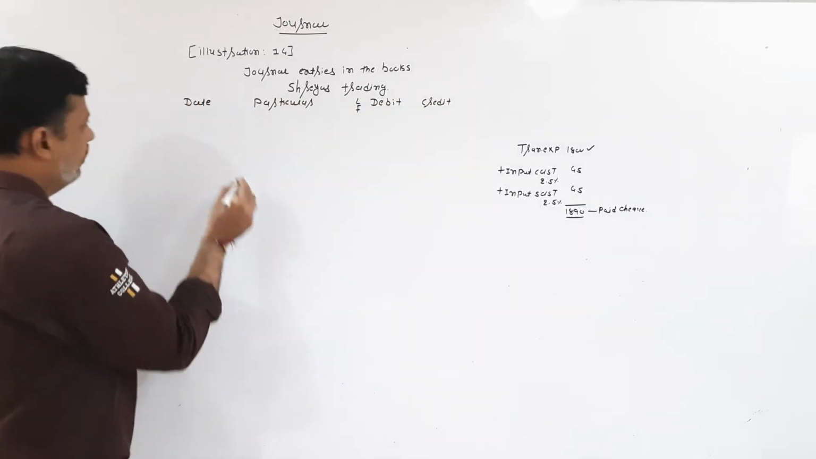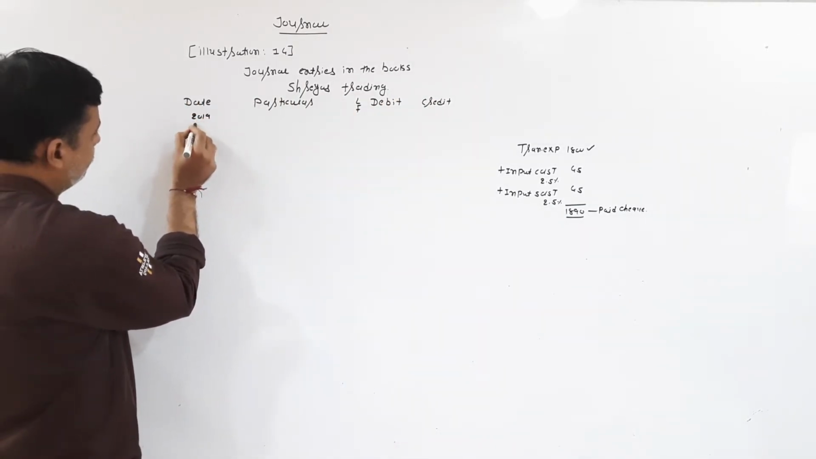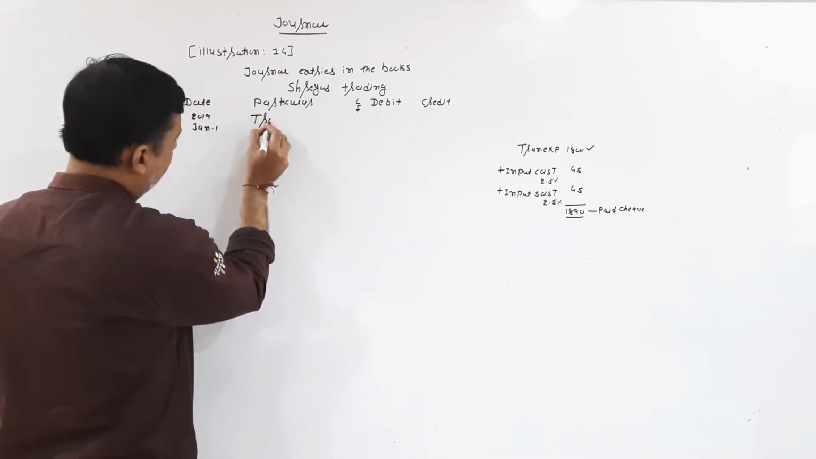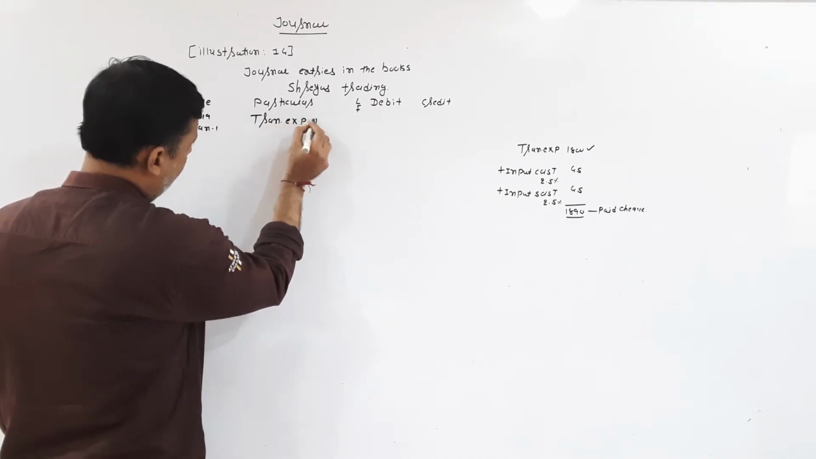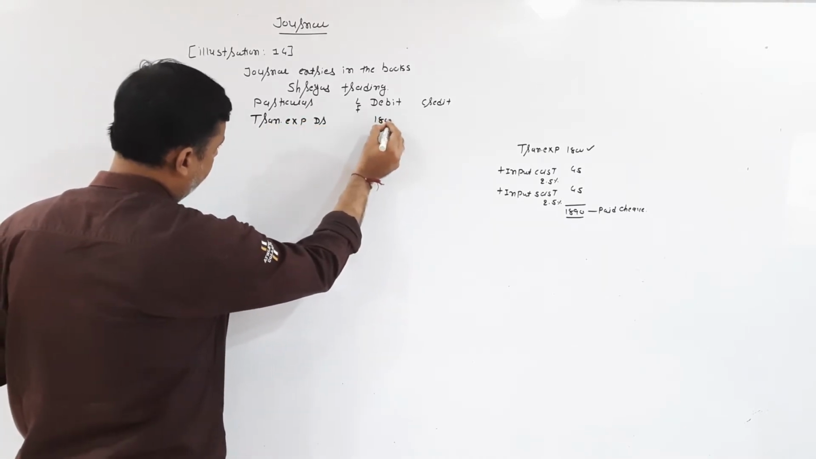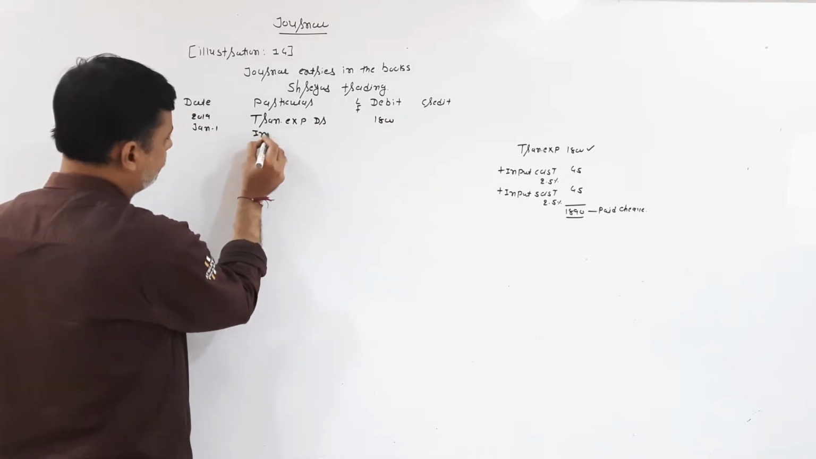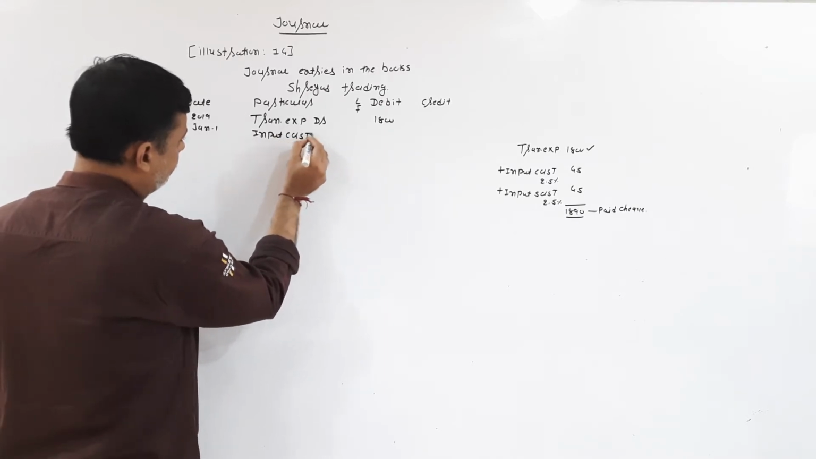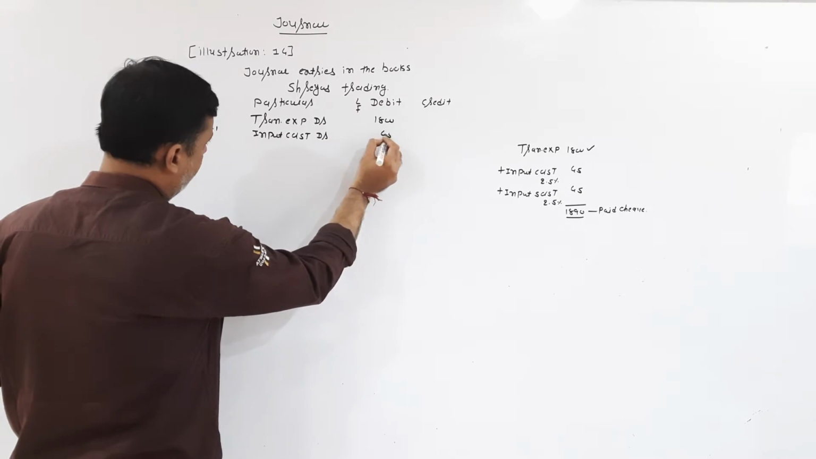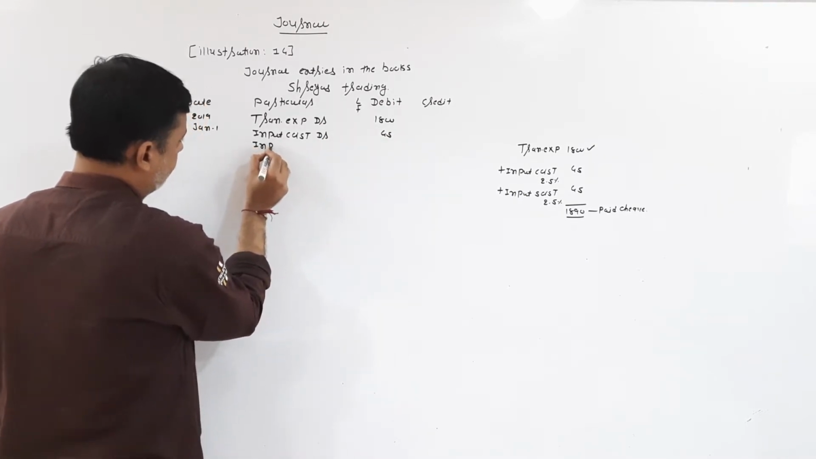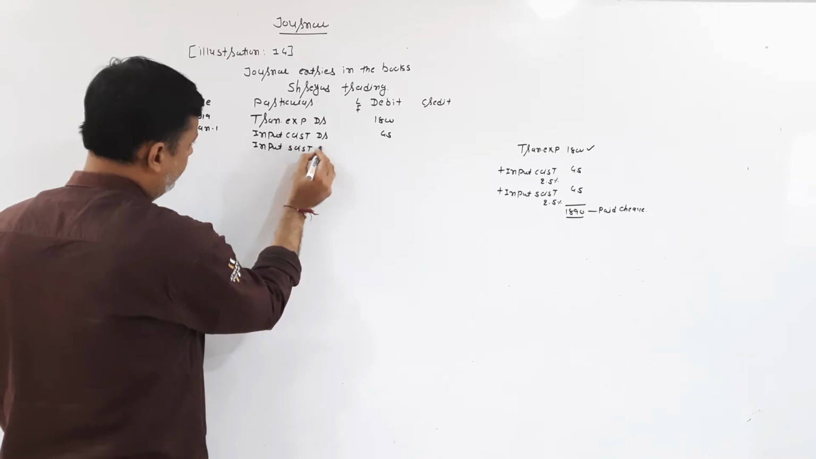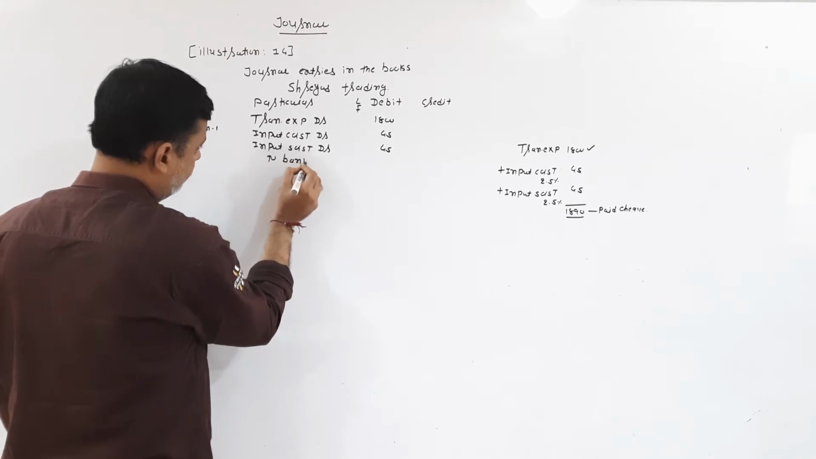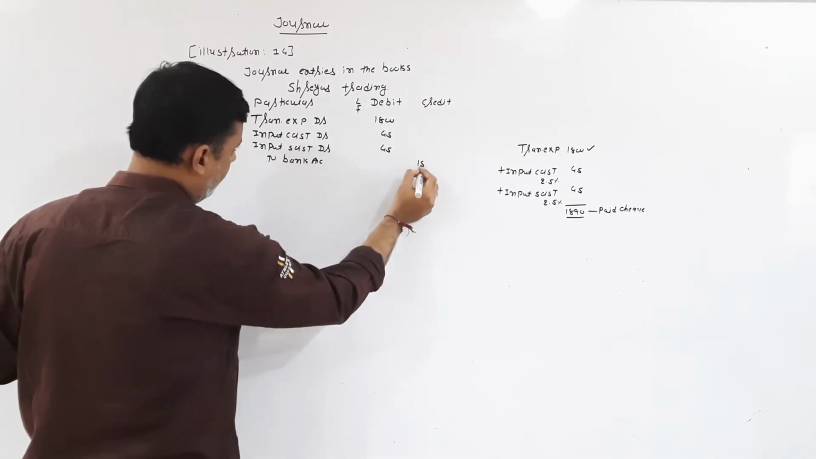So 2019, January 1st. Transportation expense account debit 1800, input CGST account debit 45, input SGST account debit 45, to bank account 1890.